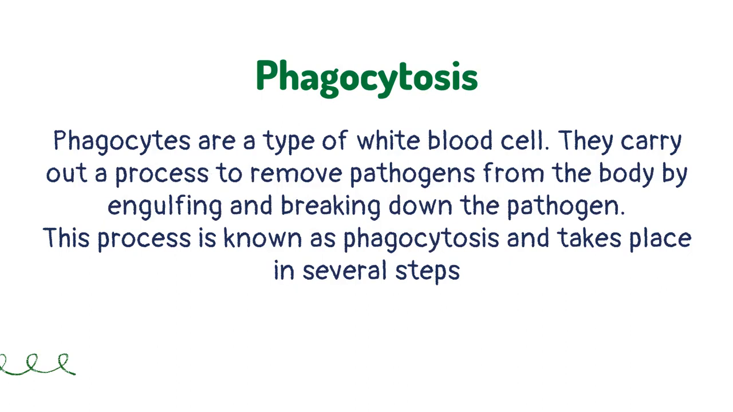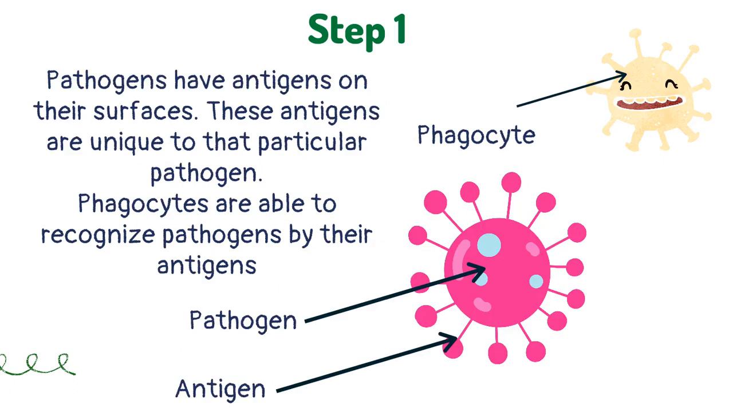Phagocytes are a type of white blood cell. They carry out a process to remove pathogens from the body by engulfing and breaking down the pathogen. This process is known as phagocytosis and takes place in several steps. Pathogens have antigens on their surfaces. These antigens are unique to that particular pathogen. Phagocytes are able to recognize pathogens by their antigens.